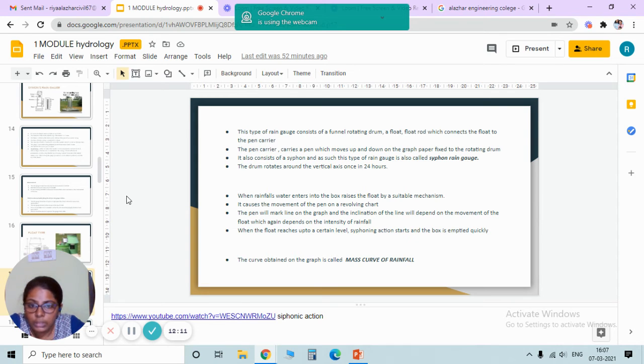So when rainfall water enters the box, it raises the float by a suitable mechanism, and it causes the movement of the pen on a revolving chart. The pen will mark a line on the graph, and the inclination of the line will depend upon the movement of the float, which again depends upon the intensity of rainfall. When the float reaches a certain level, siphoning action starts and the box is emptied quickly. And the final result is a graph, and the graph obtained is called the mass curve of rainfall.